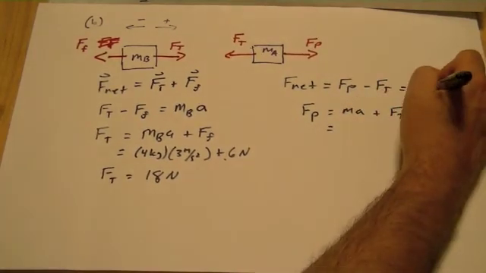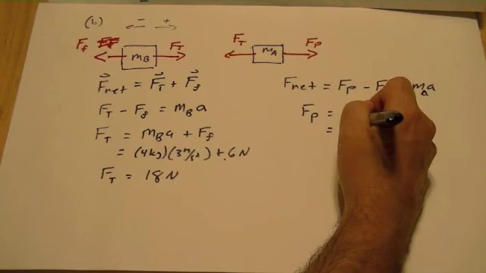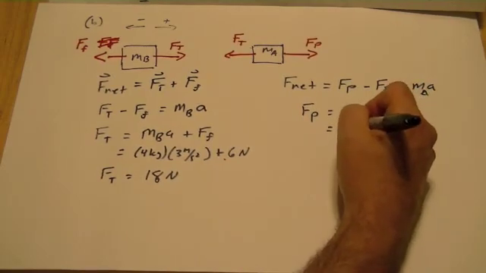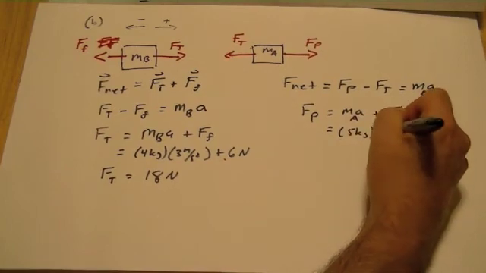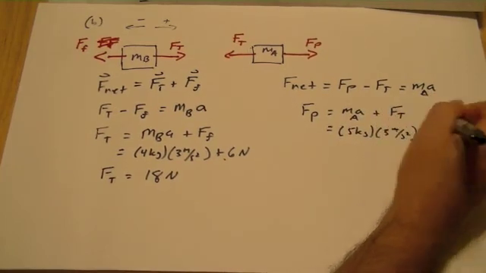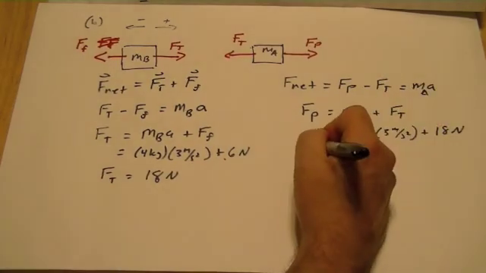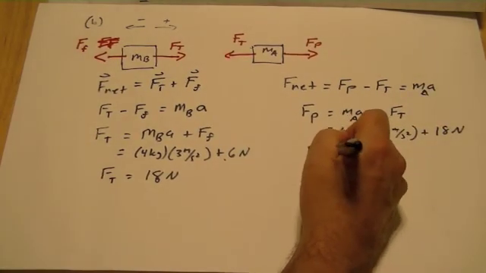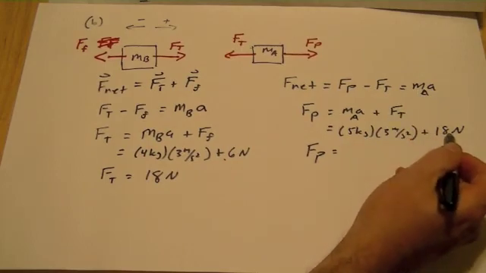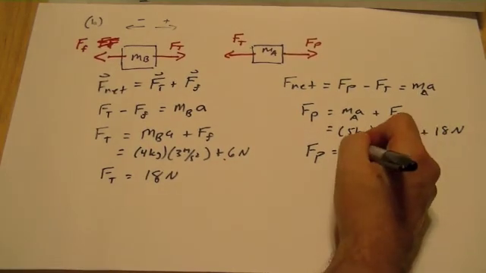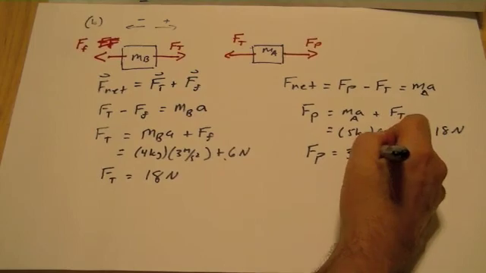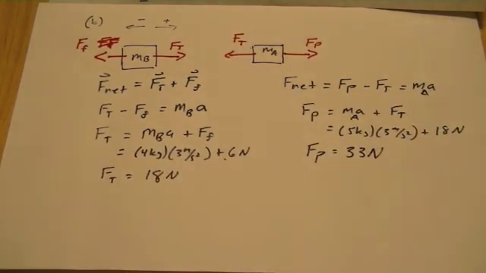And I'll plug in my numbers. Oops, again, that's mass A. So I get 5 kilograms times 3 meters per second squared, plus now 18 newtons for the tension, and I find that the pulling force is equal to, that's 15 plus 18, which is 33 newtons. And there you go. So this is a common early problem in Newton's second law.